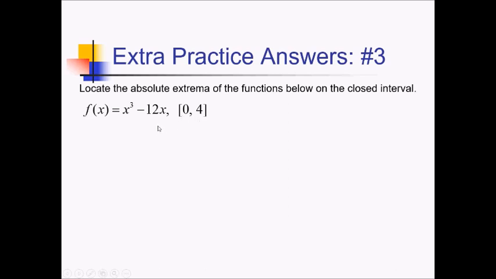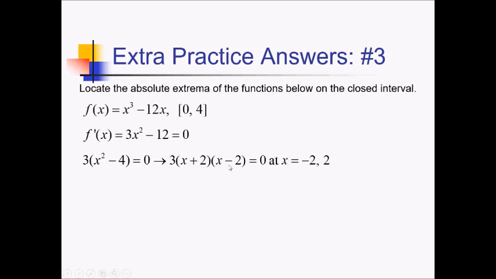For critical values, let's find f prime and see what zeroes this out. So my first derivative is going to be 3x squared minus 12. Setting that equal to 0 and solving, if we factor out a 3, we've got x squared minus 4. And then splitting this up, this is x plus 2, x minus 2, which gives us critical values of negative and positive 2. Now, only positive 2 is actually on the interval they gave us between 0 and 4.